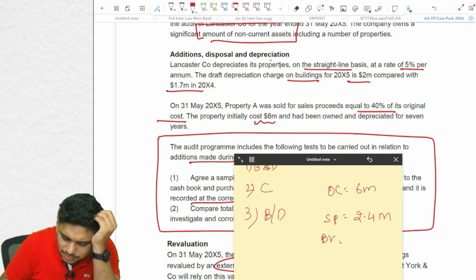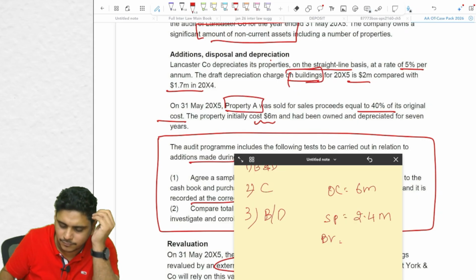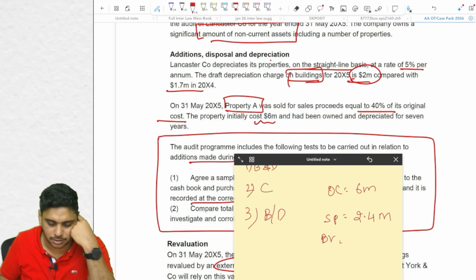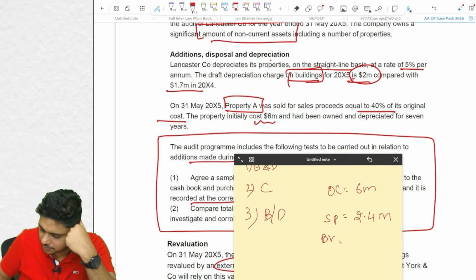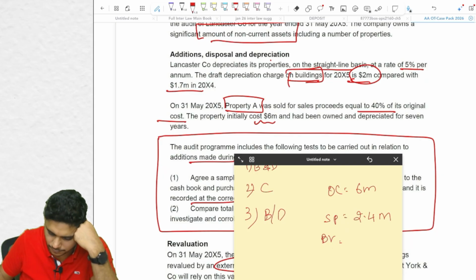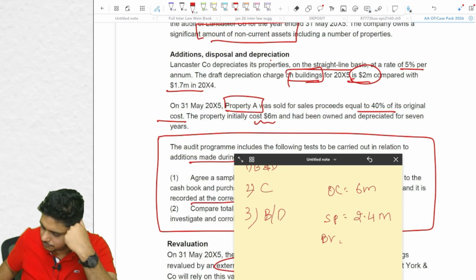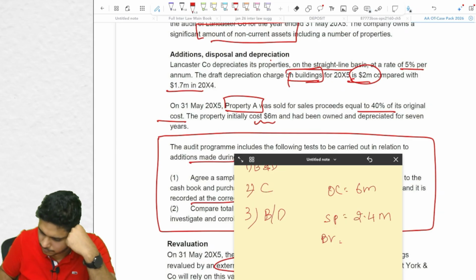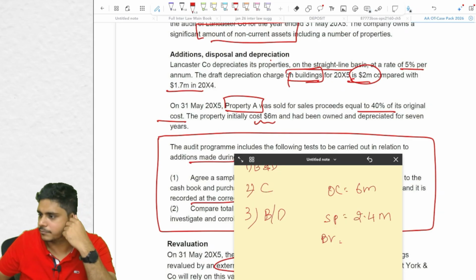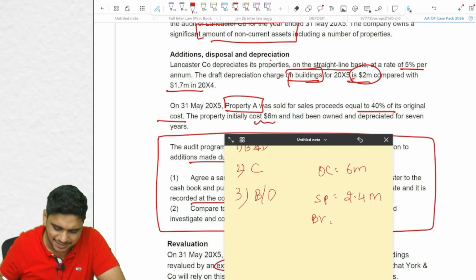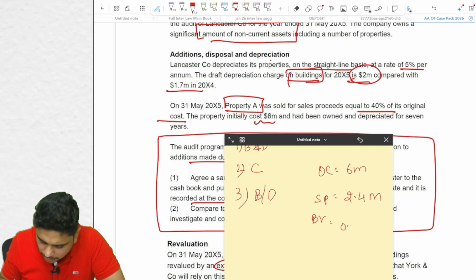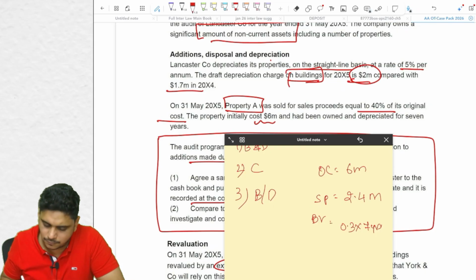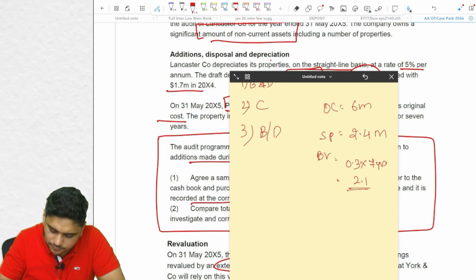Okay. Don't take this one. This is on building. And they are talking about property A. Don't take this amount. People generally make mistake here. You have to calculate depreciation. 5% per annum. Life is 7 years. So depreciation is SLM. That's basically 5% of the cost. 6 into 5 is 30. So 0.3 into 7 years. This 2.1 is my depreciation. Correct?